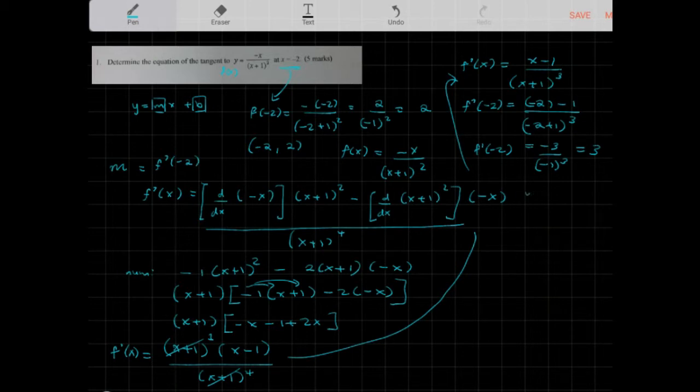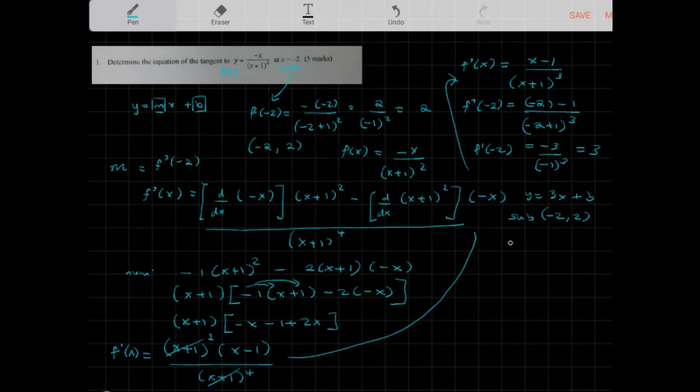So the equation here is y = 3x + b. Okay, you want to solve for b now, right? We have the slope. If you want to solve for b, I'm going to substitute a point because we know that a tangent only passes through a single point, and any point that passes through a line will satisfy the equation of the line. So we're going to substitute the point (-2, 2) because that's the only point that this line will pass through.